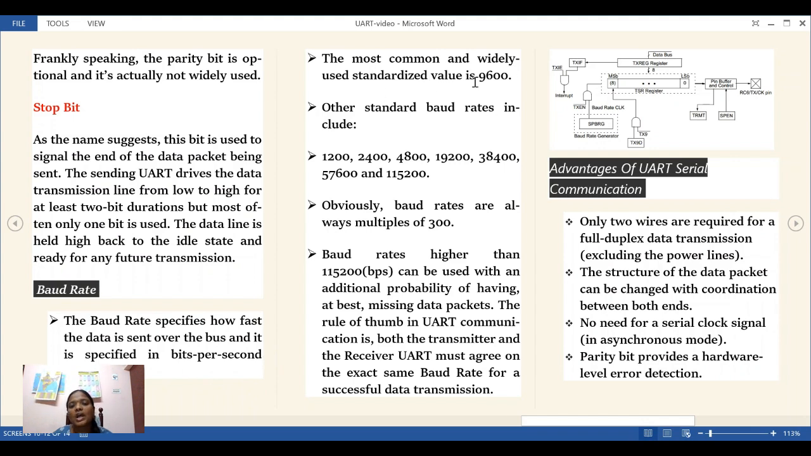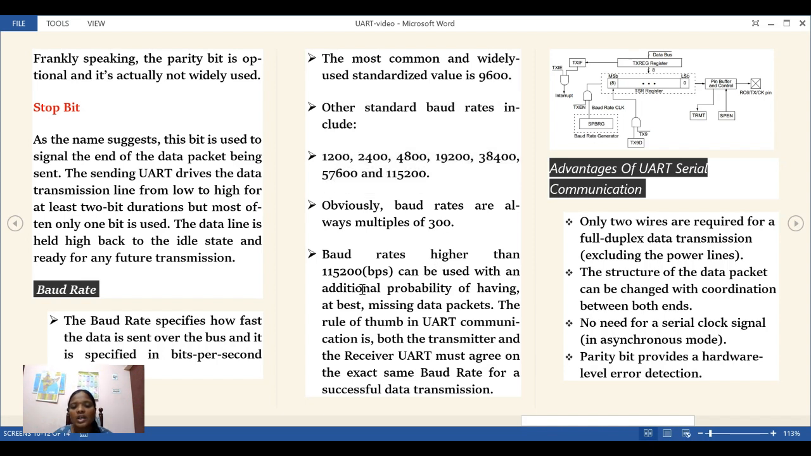The most common and widely used standardized value is 9600 here. There are a lot of common and standard baud rates, but this is the standardized value, 9600. So let us see what the other standard baud rates are. The other standard baud rates are 1200, 2400, 4800, 19200, 38400, 57600, and 115200. Here the baud rates are always multiples of 300. You can check, all these values are multiples of 300.